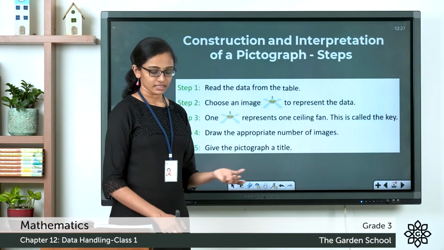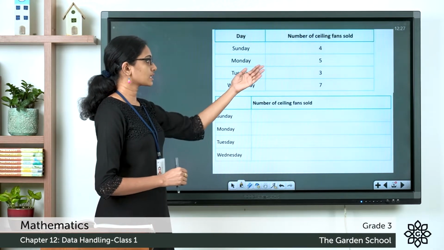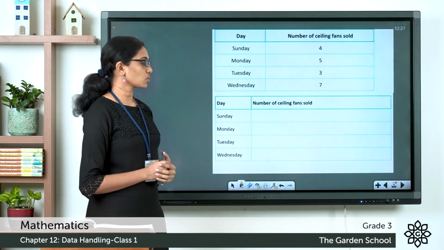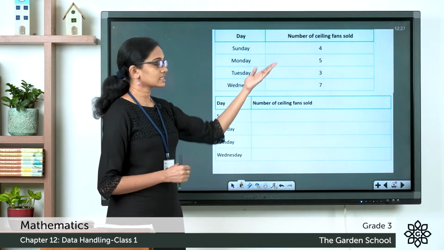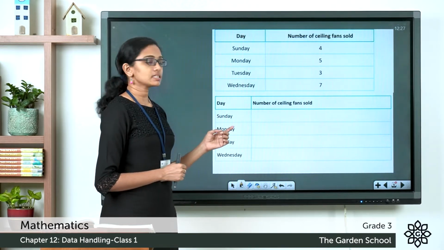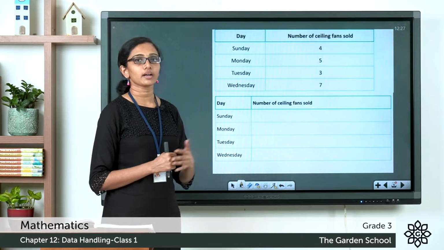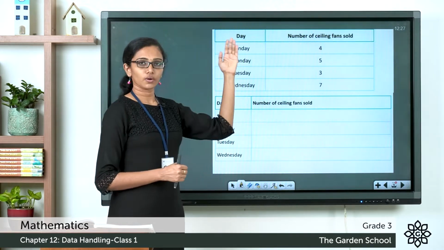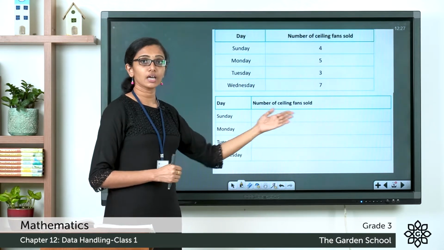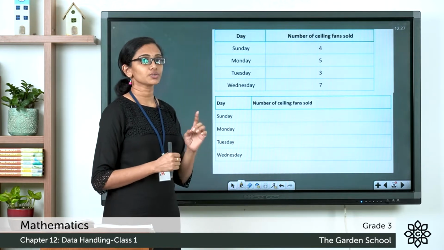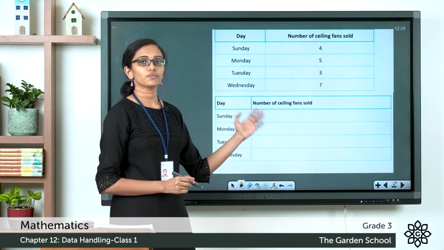Now let's see the construction of the pictograph. This is the table given to us. Based on this table, we are going to draw the pictograph. We have chosen an image of a fan to represent the ceiling fans described here, and we have also prepared a key. One image equals one ceiling fan. On Sunday, 4 ceiling fans were sold. So how many images should we draw here? We need to draw 4 images to represent 4 ceiling fans. So corresponding to Sunday, you can draw 4 ceiling fans.